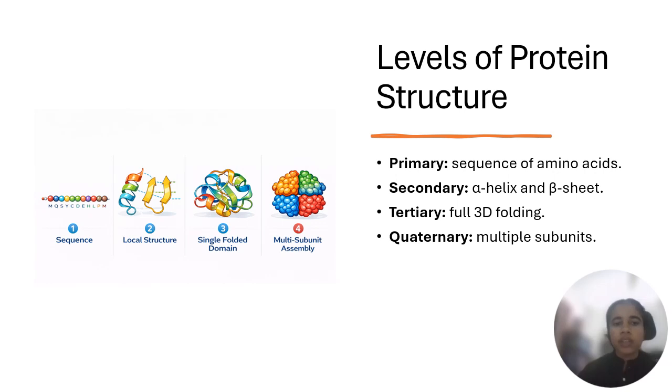Then we have the tertiary structure. This is the complete 3D folding of a single polypeptide chain. Interactions like hydrogen bonds, ionic bonds, hydrophobic interactions, and disulfide bonds help maintain this shape. Finally, some proteins have quaternary structure, where multiple polypeptide chains assemble together and form one functional unit. An example is hemoglobin. So in short, the sequence gives you the folding, the folding gives the shape, and the 3D shape gives you the function.